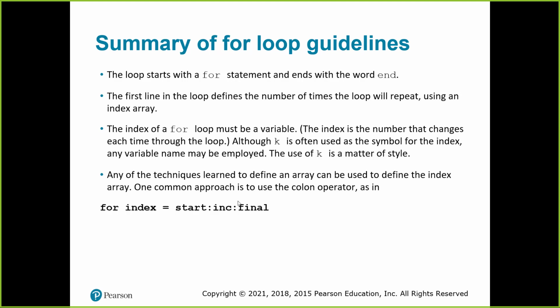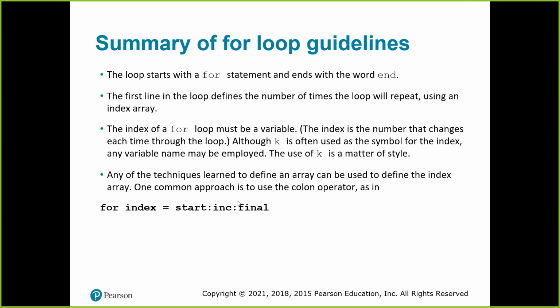Okay, so the loop starts with the for statement and ends with the word end. The first line of the loop defines the number of times that the loop will repeat using an index and an array. The index of the for loop must be a variable. The index is the number that changes each time through the loop. Although k is often used, any variable name may be employed. Use of k is a matter of style. I have no style, so I use i.